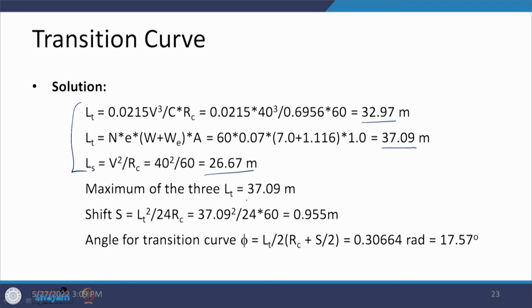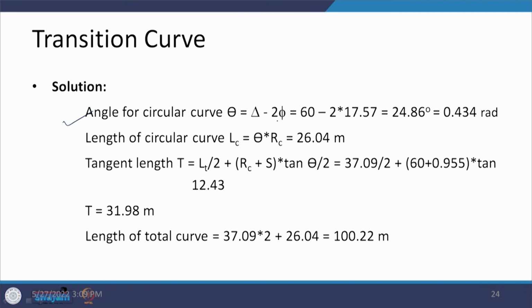So, the maximum of the 3 is 37.09, which is being considered. Now, shift S is L T square by 24 RC or L S divided by 24 RC, whatever notation we take for the length of the transition curve. For that, what we get is this shift is 0.955 meters. Angle of the transition curve phi is L T divided by 2 into R C plus S by 2. So, what we get is 17.57 degrees.